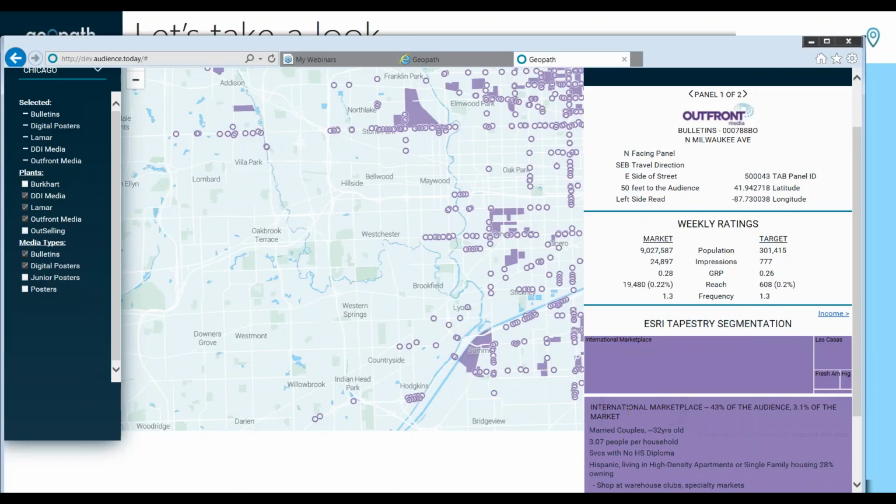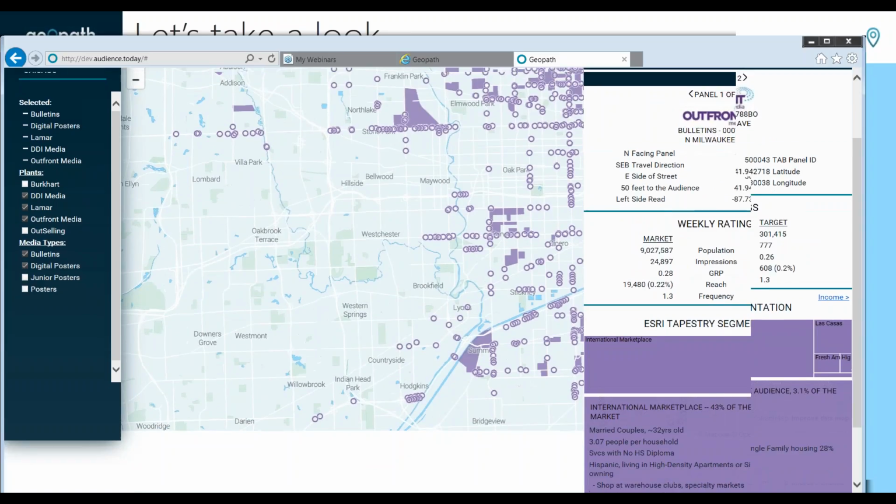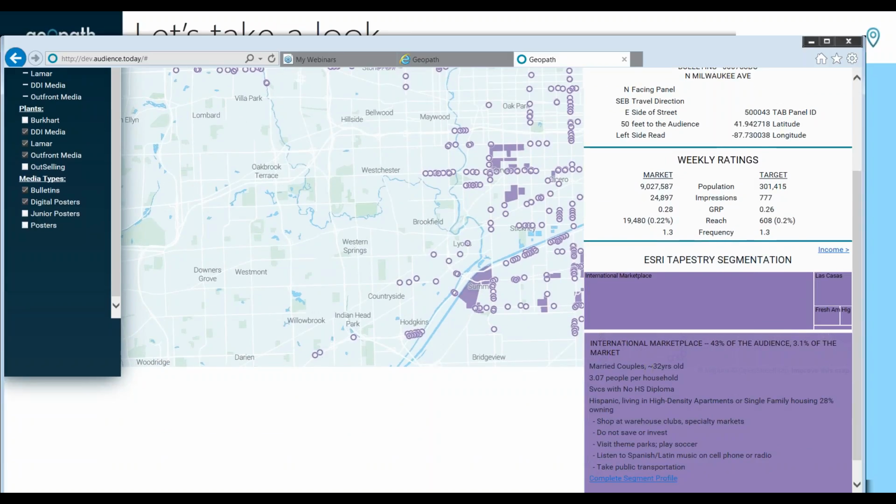And who are the International Marketplace? Well, here's more information on them. They're married couples, about 32 years old, 3.7 people per household, etc.